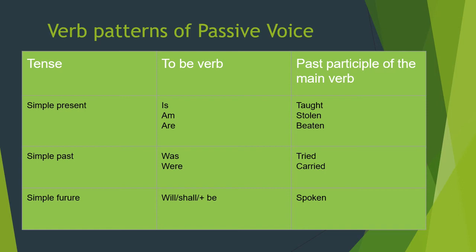If the tense in the active voice is simple past, and if it is singular, was plus past participle, and if it is plural, were plus past participle. If the tense in active voice is simple future, then in passive voice it will become will or shall plus be plus the past participle form of the verb.